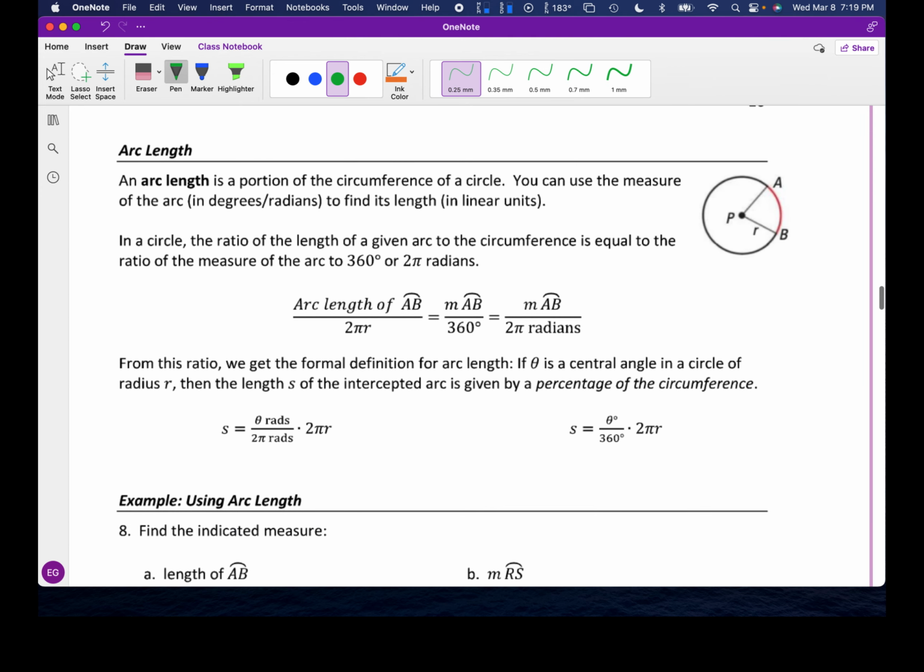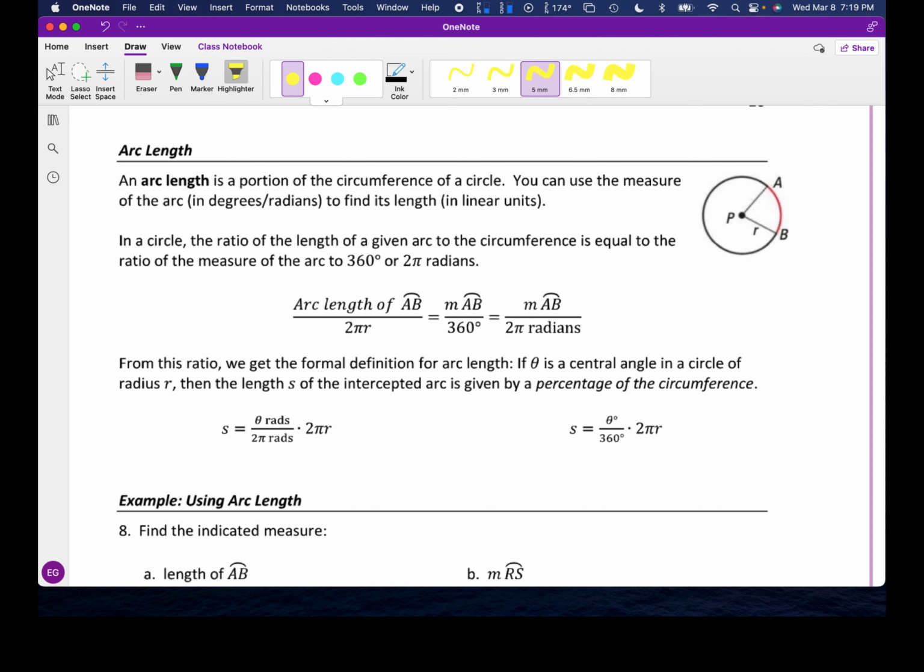Ooh, arc length. Oh my god, doesn't that sound like so much fun? Arc length is the actual length of an arc, so a curve around the edge of a circle. So like how far along the circumference it is to go from A to B. So not the full circumference all the way around, but just part of the circumference. So you can see here, read all the words. I'm not going to do all of that.